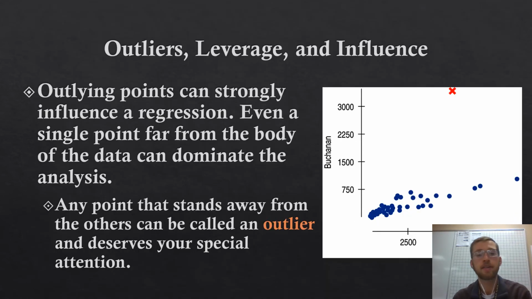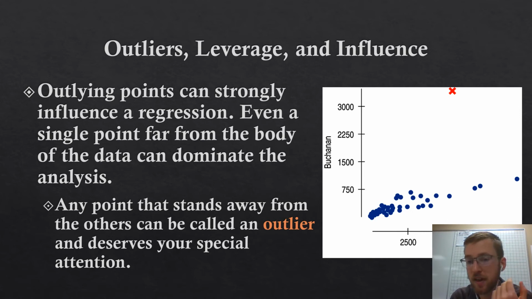The last topic we have to talk about is outliers, leverage, and influential points. We're familiar with the term outliers. In the case of scatter plots, outlying points can strongly influence a regression. Even a single point far from the body of our data can dominate the analysis.